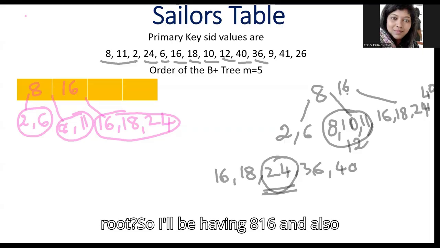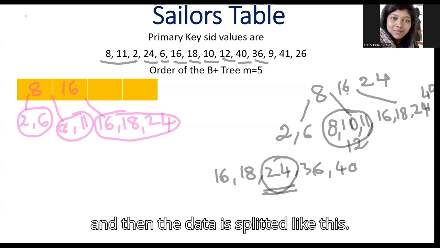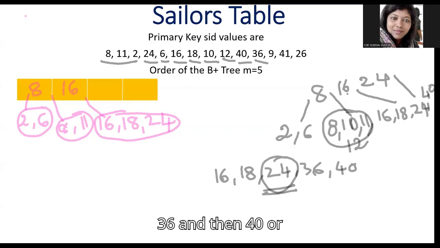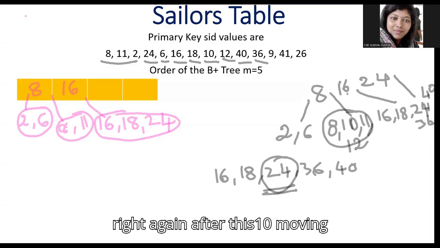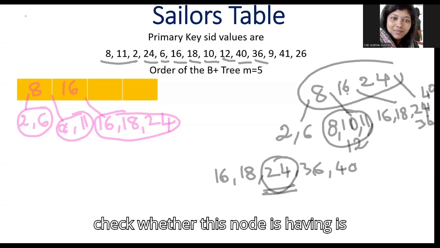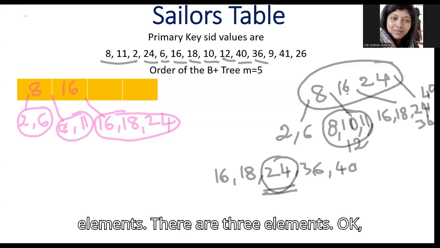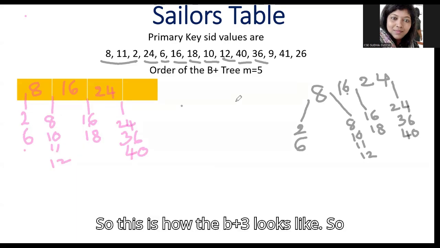So what will be there at the root? I'll have 8, 16, and also one more element, which is 24. And then the data is split like this. Okay, so I'll have 24 and then 36 and then 40 here. So 24, 36, and 40 as the right child. Okay, right. Again, after this split and moving the median 24 up onto the root, we have to check whether this node has overflowed or not. This node is not overflowing because there can be 4 elements and there are 3 elements. Okay, this is fine. So this is how the B plus tree looks.